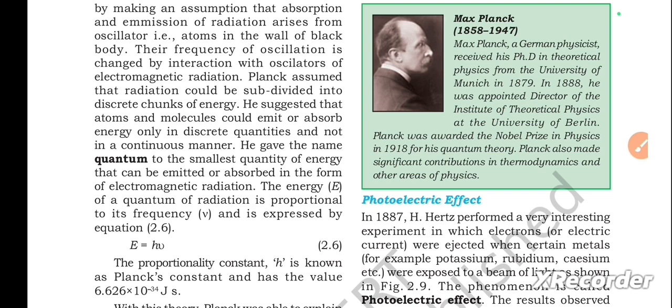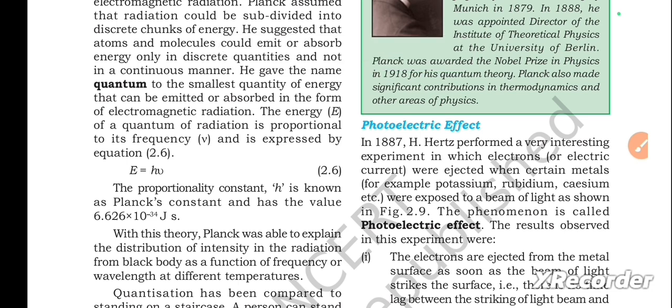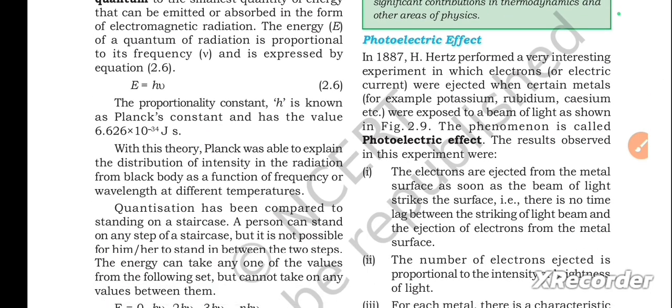He gave the name quantum to the smallest quantity of energy that can be emitted or absorbed in the form of electromagnetic radiation. The energy E of a quantum of radiation is proportional to its frequency and is expressed by equation 2.6, E = hν. The proportionality constant h is known as Planck's constant and has the value 6.626 × 10^-34 joule seconds.